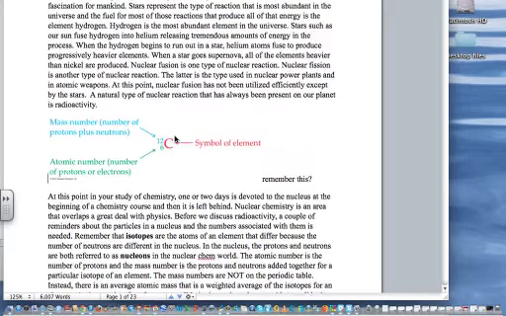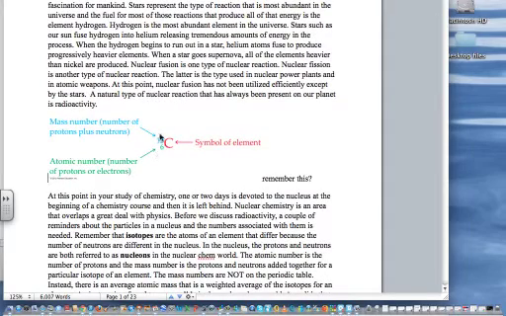All right, so the nuclear symbol should be familiar. Mass number on top, number of protons and neutrons, atomic number on the bottom, number of protons or electrons if your atom is neutral, and we'd write those numbers on the left.